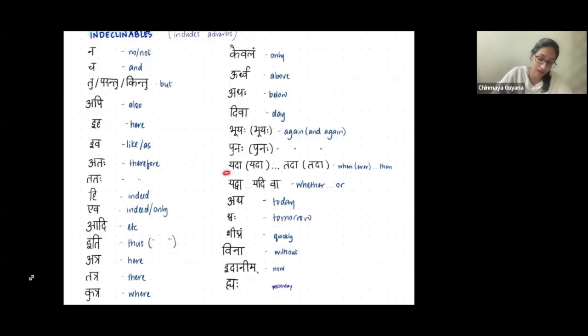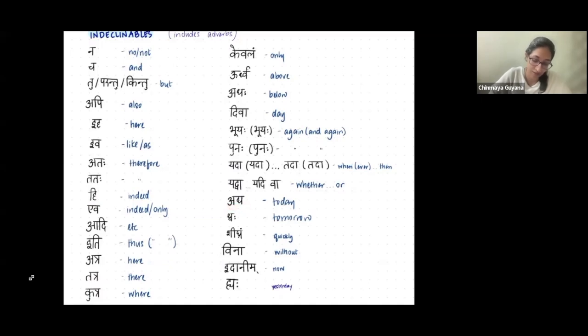Okay. Yada means when or whenever. Tada means then. Yada yada hi dharmasya. That sounds familiar? Yada yada hi dharmasya glanirbhavati bharata, like that. Yada, tada, it comes over there. And hi also comes. They're all indeclinables. Very, very easy to use.